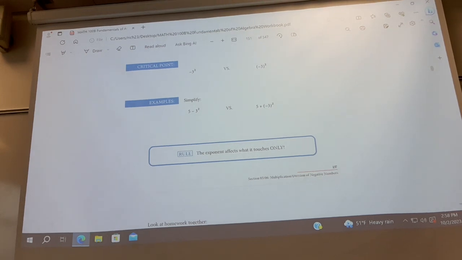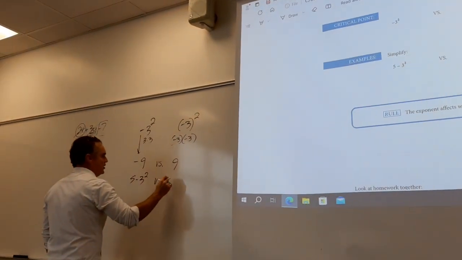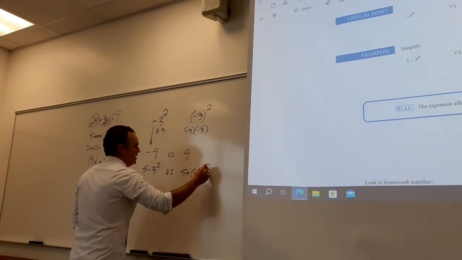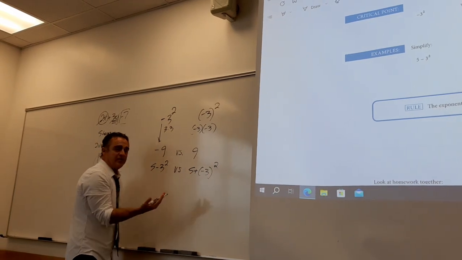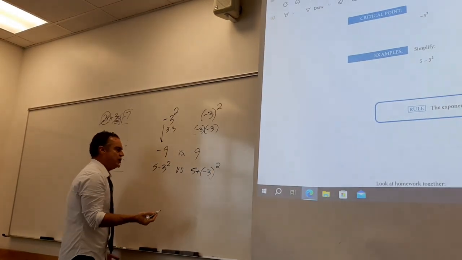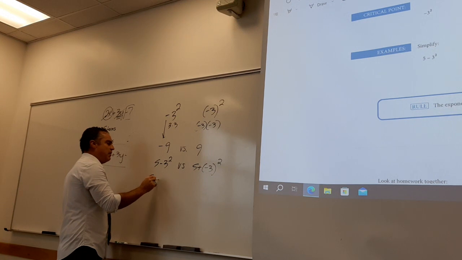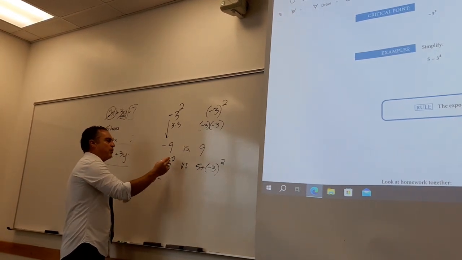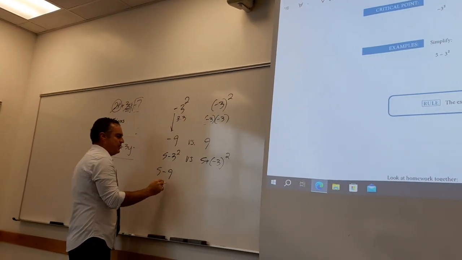5 minus 3 squared, versus 5 plus negative 3 squared. We said that a single minus and plus and negative are the same thing. But when these are being squared, it changes things up. The 5 and the minus come down. Order of operations says 3 squared is 9. 5 minus 9 is negative 4.